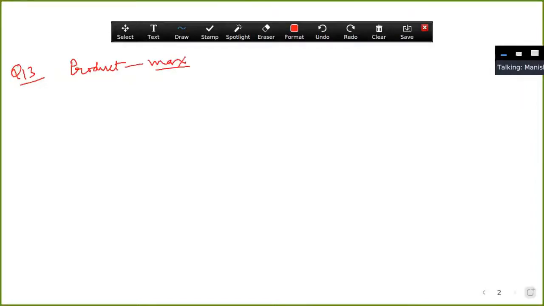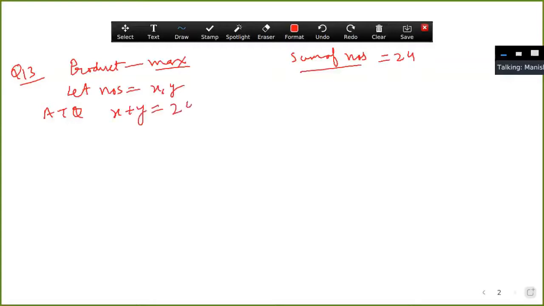And what else is given? The sum of the numbers is 24. Let the numbers be x and y. So according to the question, x plus y is 24, and you have to maximize the product of the numbers. Product is equal to x into y.